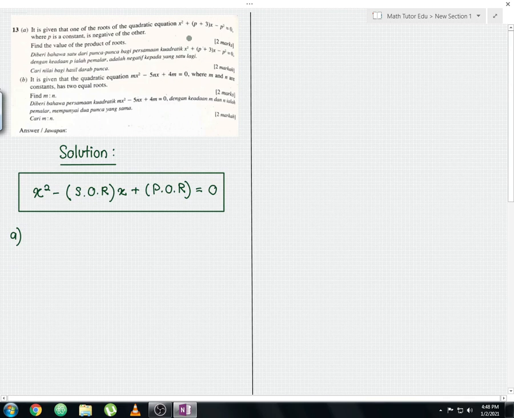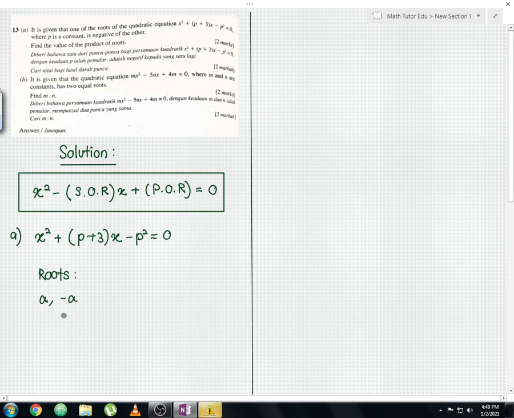So let me write down the equation given by the question in the working here. Given that x squared plus (p plus 3)x minus p squared equals 0. Since one of the roots is the negative of the other, we can write our roots such that your first root will be alpha and your second root will be negative alpha, since your roots differ only in terms of the negative symbol. So from here let us continue.